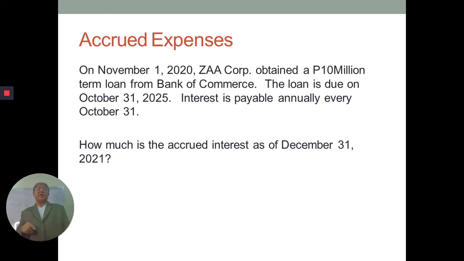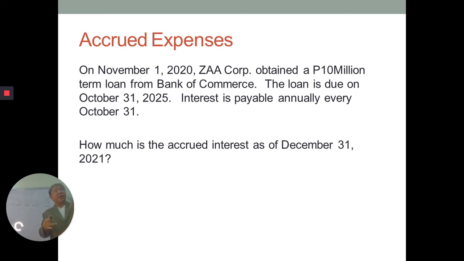So how much is the accrued interest as of December 31, 2021? Now remember that the loan originated in 2020, but what is being asked is how much is the interest as of December 31. It was said that interest is payable annually every October 31. So on October 31, 2021, you've already paid the interest up to that date. So what remains is November and December. So 2 months is unpaid for this interest, and that will be paid the following year.